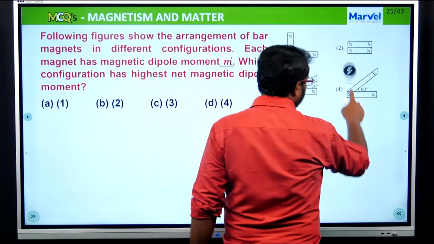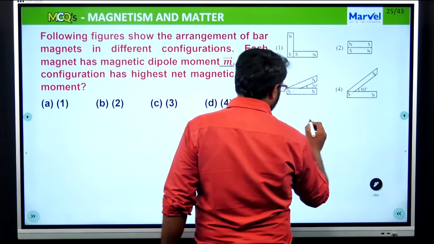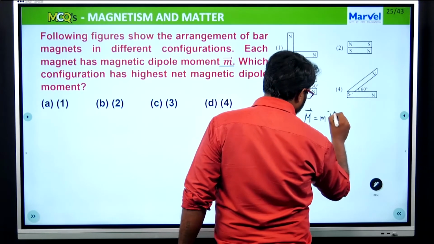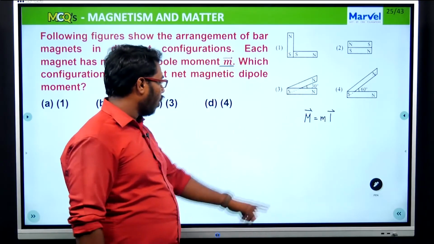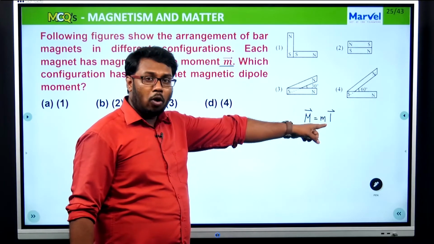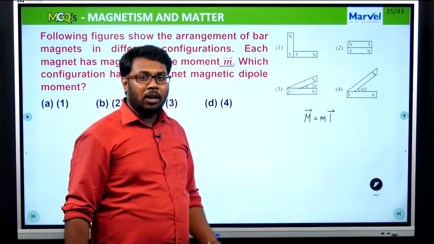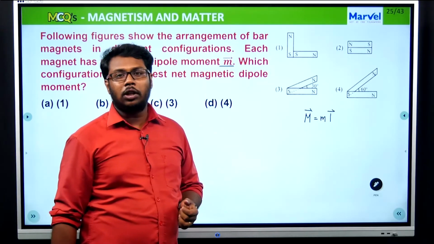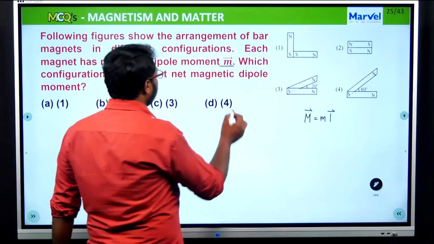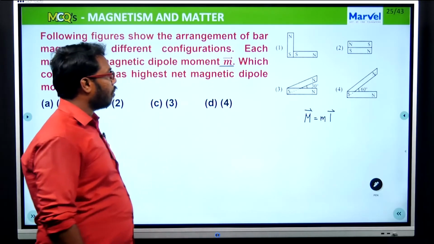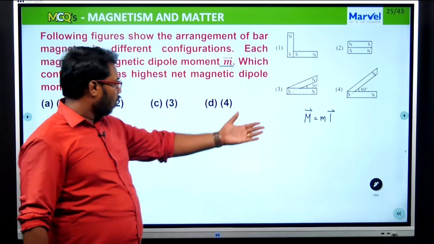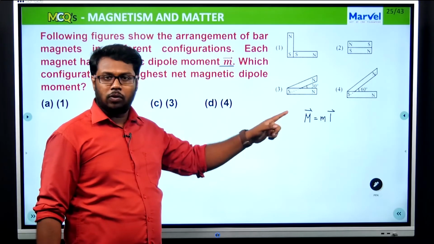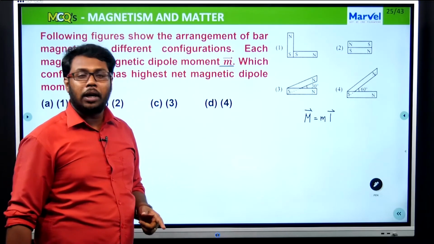First of all, to recall, the magnetic moment is given by M = m times l, where m stands for the pole strength and l stands for the effective length of the bar magnet, and M stands for the magnetic moment. But in here the small m is used to represent the magnetic moment, so no worries. All we have to do is find which of the 4 configurations is going to give the maximum magnetic moment.